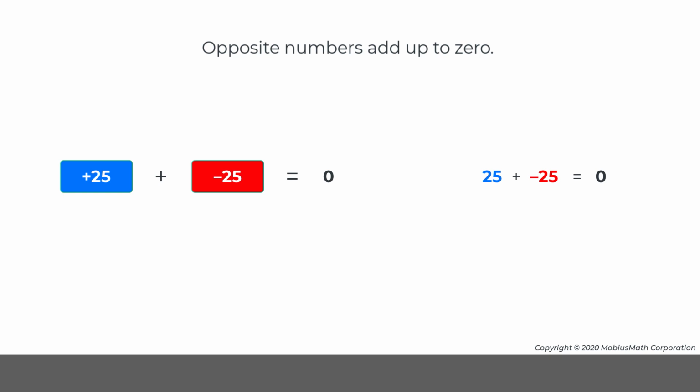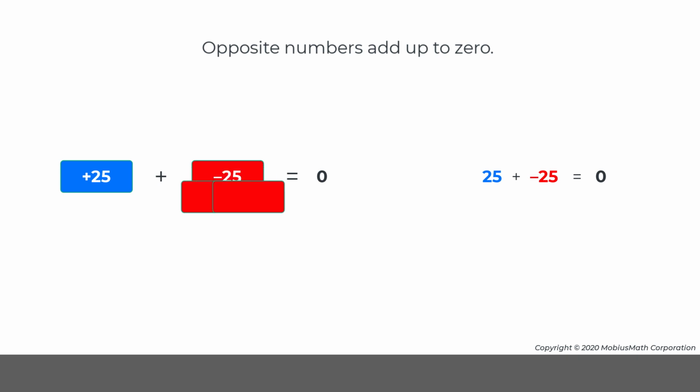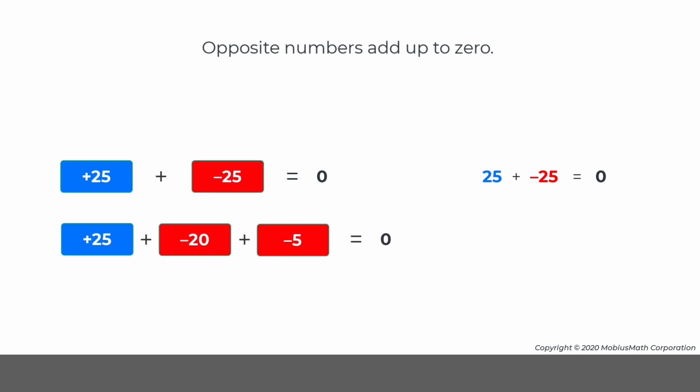In this video game, positive and negative energy bars can be split. So, the positive 25 bar can be split into a positive 10 bar and a positive 15 bar, and the equation is still true. Likewise, a negative 25 bar can also be split so that the equation is still true.